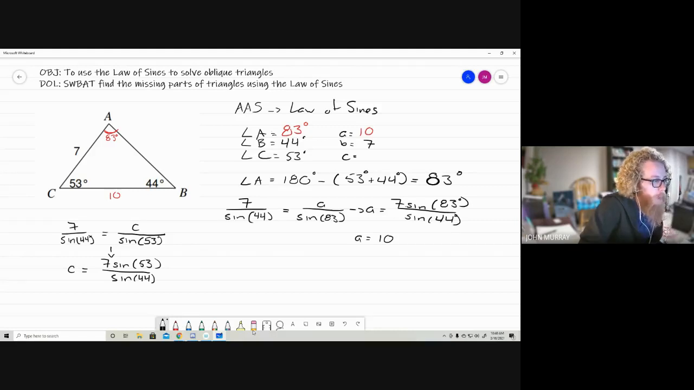So again, just be careful plugging this in. If you're typing it all in at once, make sure you use parentheses around the numerator, okay, or brackets or whatever, and then make sure you close your parentheses when you're done with the sine part. And here, we're going to get about 8. So almost another whole number. I think it's a little off, but we can round it to 8. All right, so there are our 3 missing parts. Any questions?